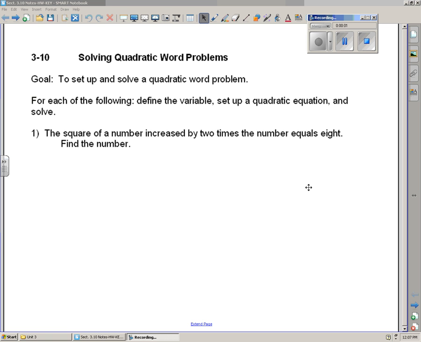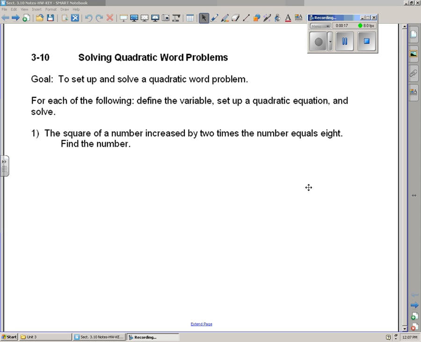Today's lesson is going to be solving quadratic word problems. We've done word problems in the past, but now they're going to be ones that are quadratic, so you're going to have to factor in order to solve. Just like any word problem, make sure that you define the variable, set up a quadratic equation, and then you're going to solve.